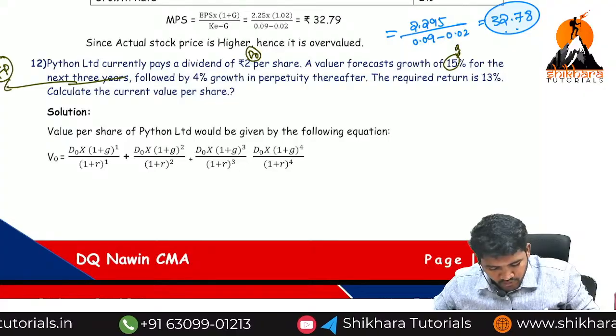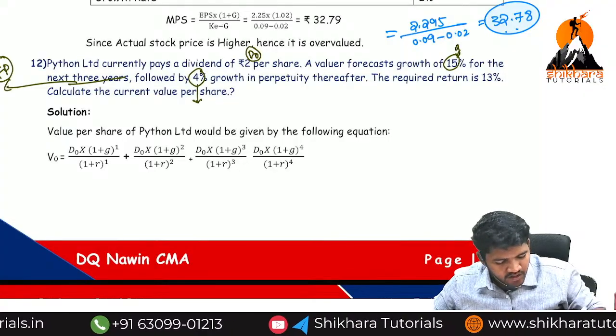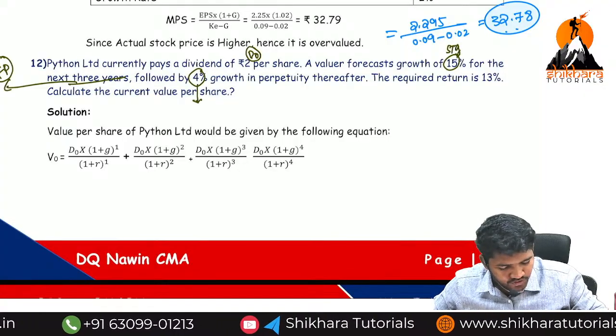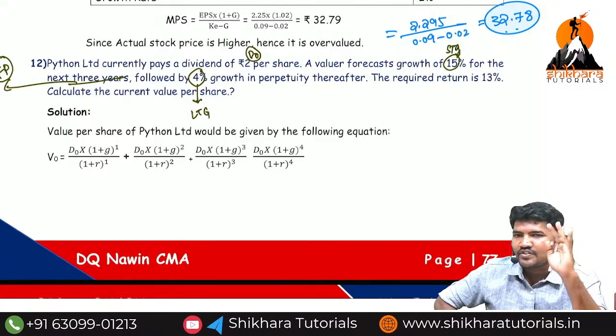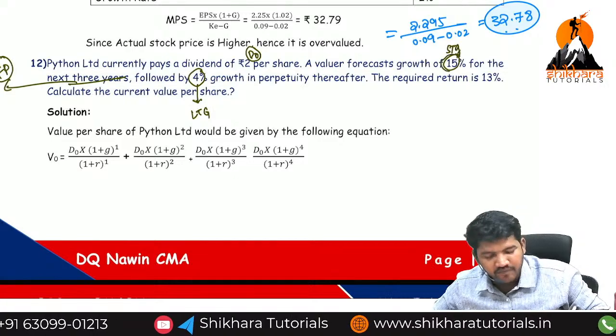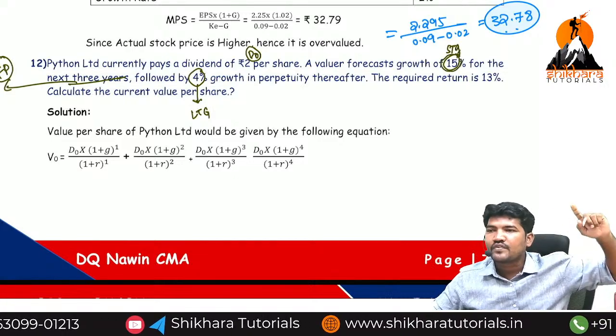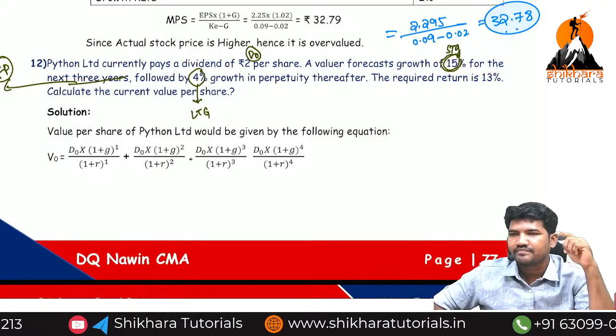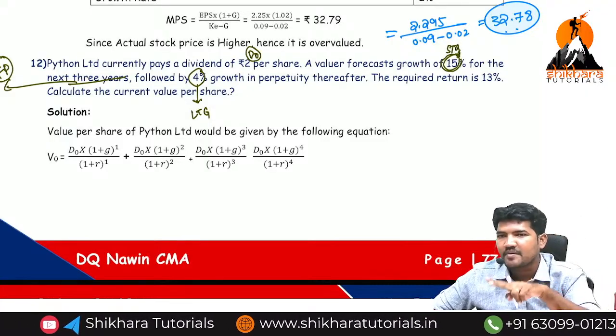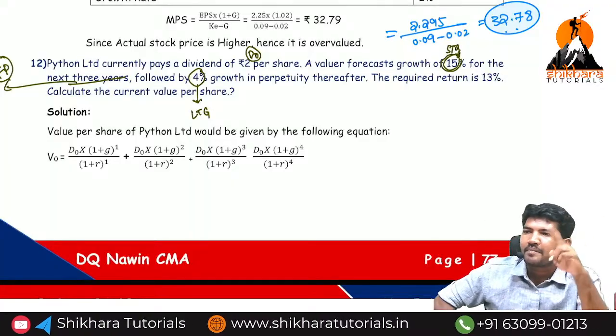Now, followed by 4% growth. I think it is called short-term growth, and this is called long-term growth. For the first 3 years, they have only growth of what? From the 3rd year onwards, for lifelong, they will receive 4%. Two growths are there: forecasted period growth, and terminal or perpetual value growth.